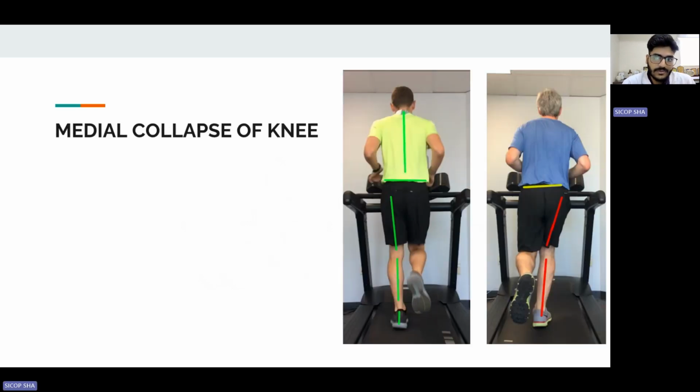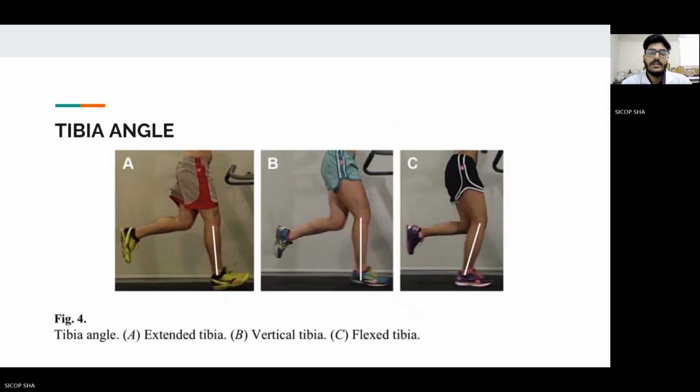Next is the medial collapse of the knee. So an exaggerated femoral internal rotation and femoral adduction has been shown to cause the valgus of the knee, which is also a cause for the common knee injuries. And this is more commonly seen in the young female athletes.